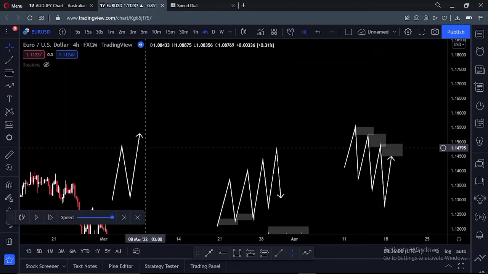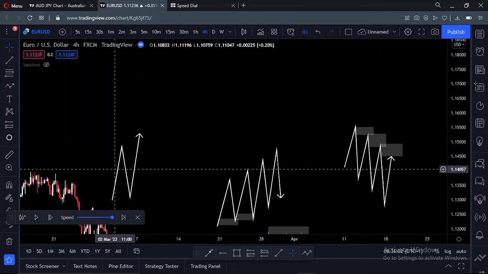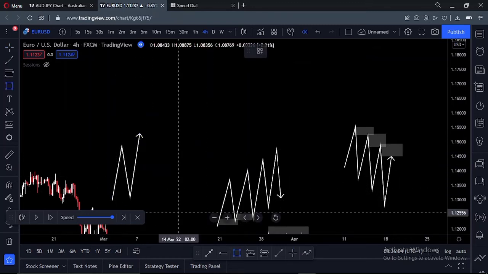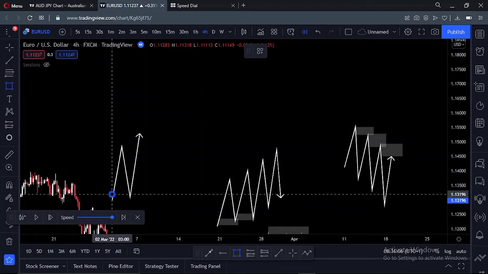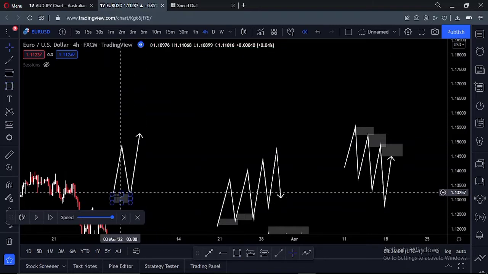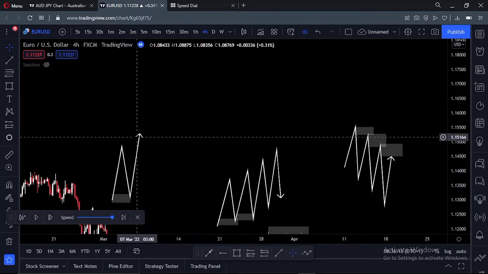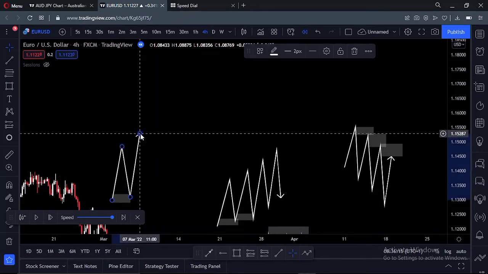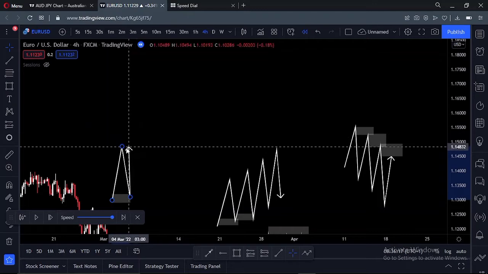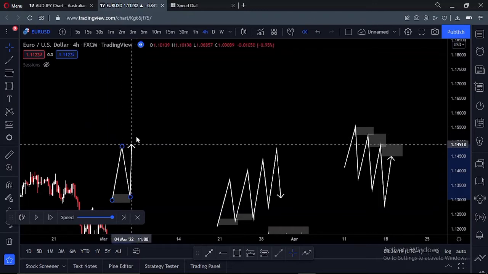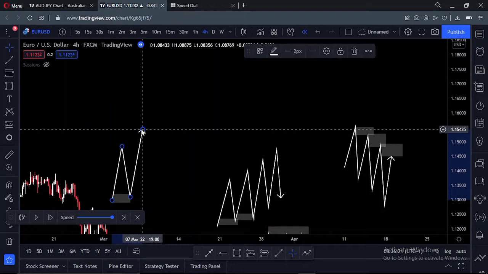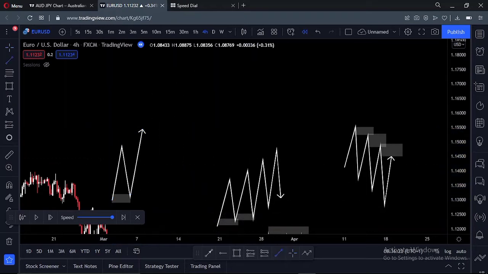Whatever time frame, like I said, bullish market structure: lower highs, higher lows, higher highs, higher lows. Once price crosses this high, it's a break of structure, and you look for a candle closure of that.